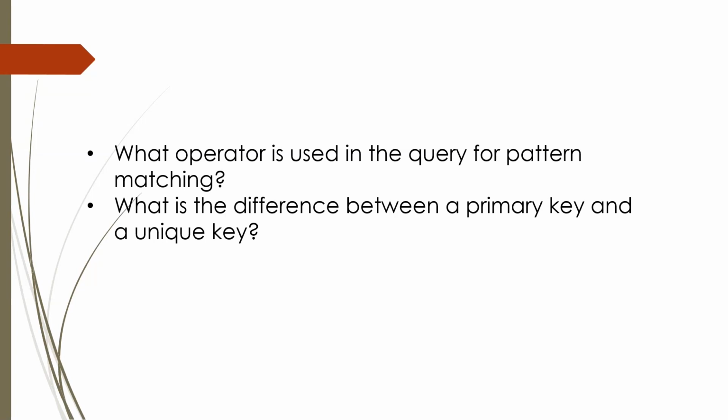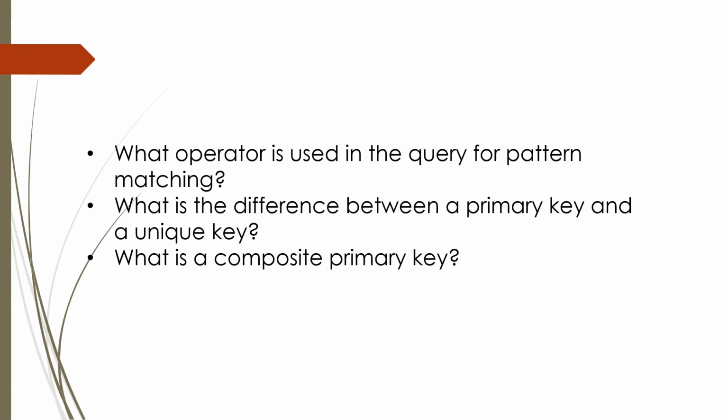Next question is, what is the difference between a primary key and a unique key? While both types of keys ensure unique values in a column of a table, the first one identifies each record of the table uniquely, and the second one prevents duplicates in that column. Next question is, what is a composite primary key? The primary key of a table based on multiple columns.